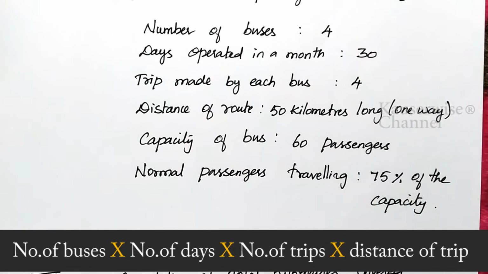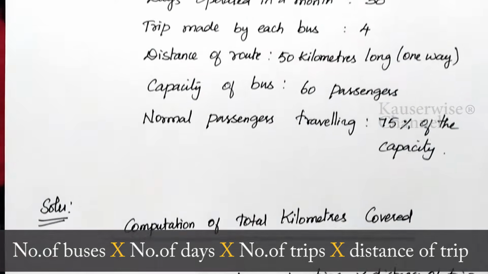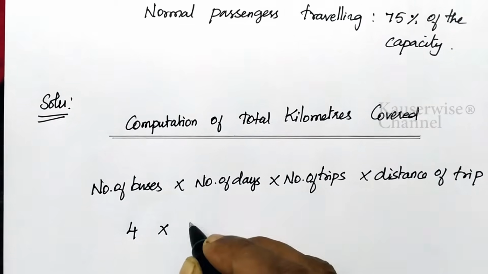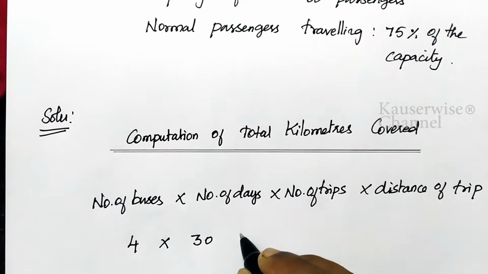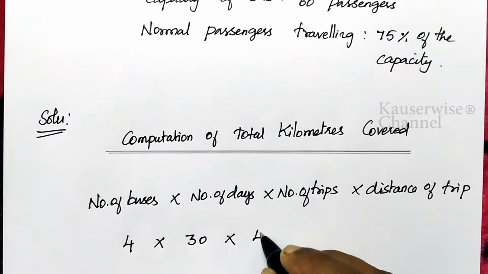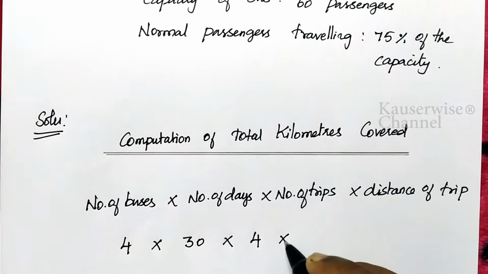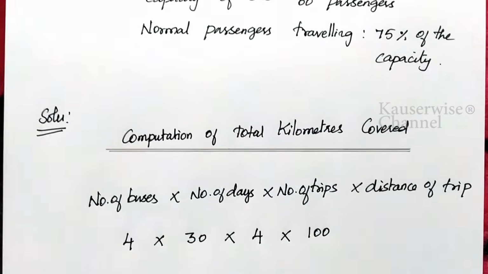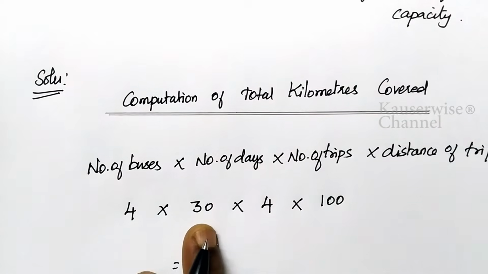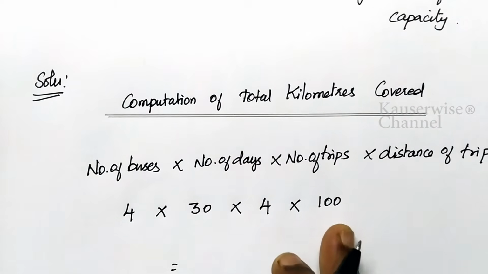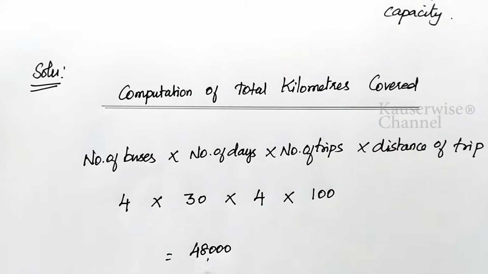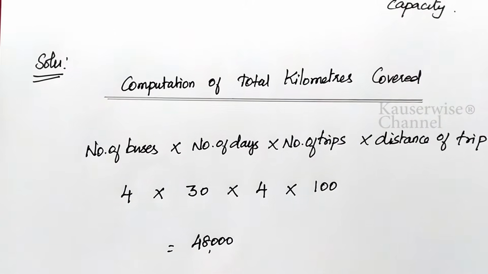Now apply the formula to find out total kilometers covered. So number of buses, 4, into number of days, 30 days in a month, into number of trips, 4 trips by each bus, into distance, 50 plus 50, 100 kilometers. Now what is the answer? 4 into 30 into 4 into 100. You'll be getting 48,000 kilometers. So this is the total kilometers covered.